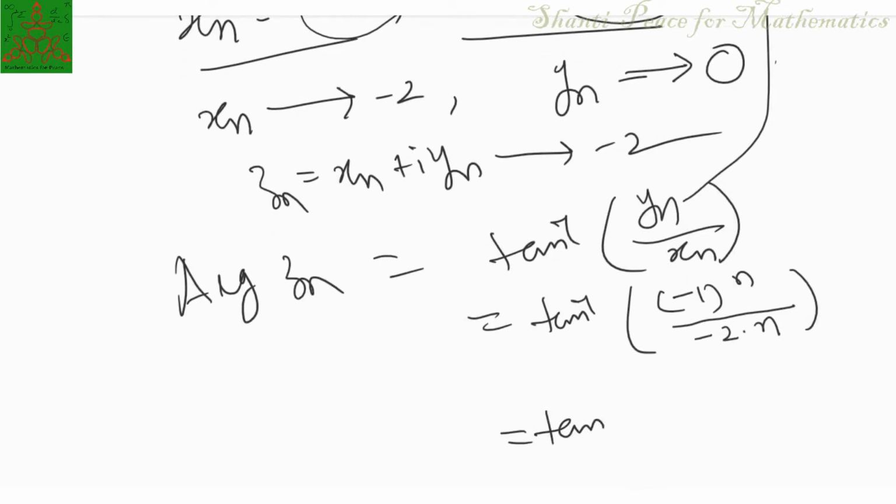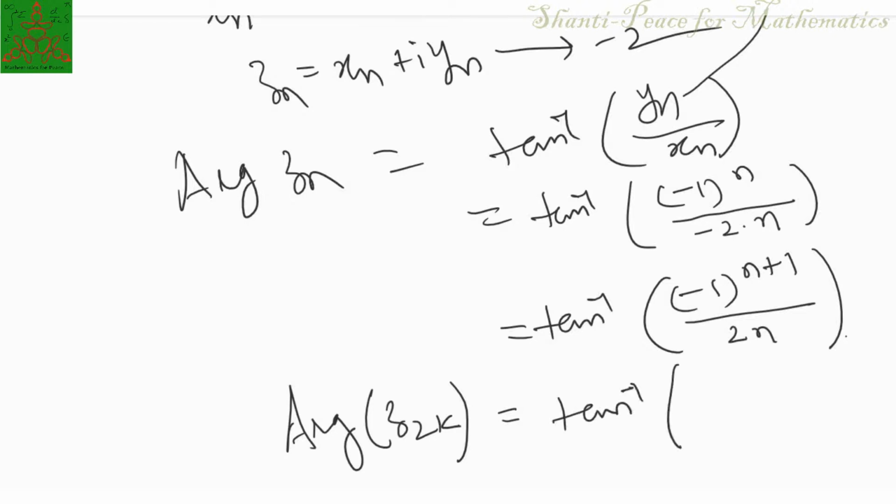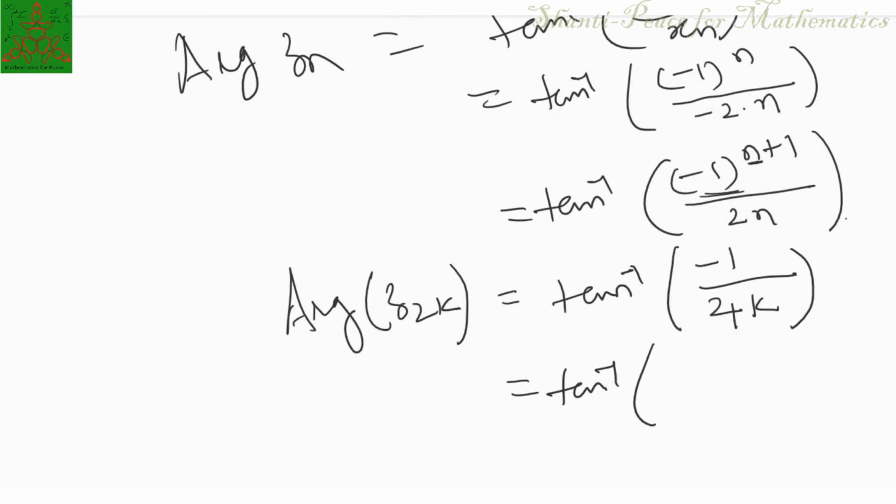So that will be tan inverse of minus 1 raised to n plus 1 upon 2n. Now where is this sequence convergent? Look at the argument of z 2k, that means the even powers, where it converges to. If n is 2k, then it is tan inverse of minus 1 upon 4k, because 2 twos are 4. So we will have tan inverse of minus 1 upon 4k, and it is tan inverse of 1 upon 4k plus pi, because of the minus sign.